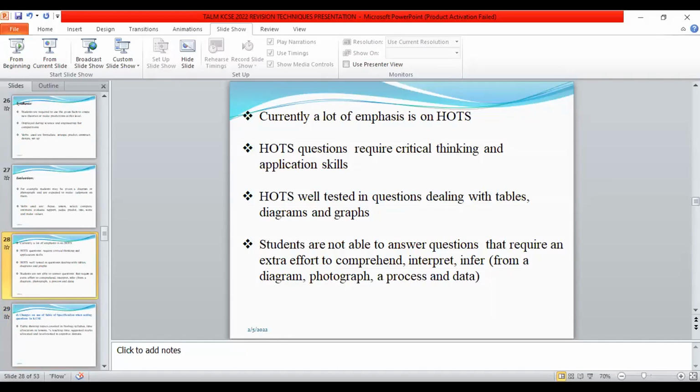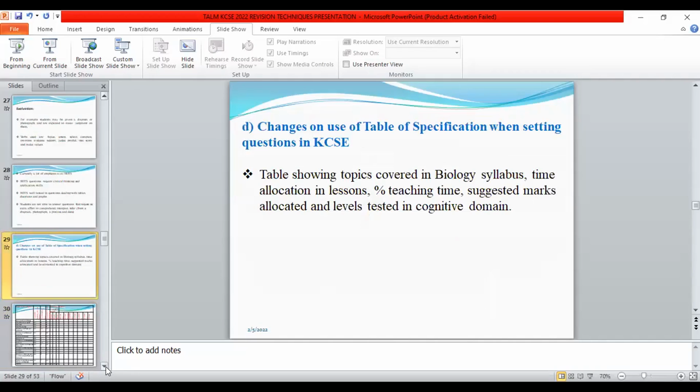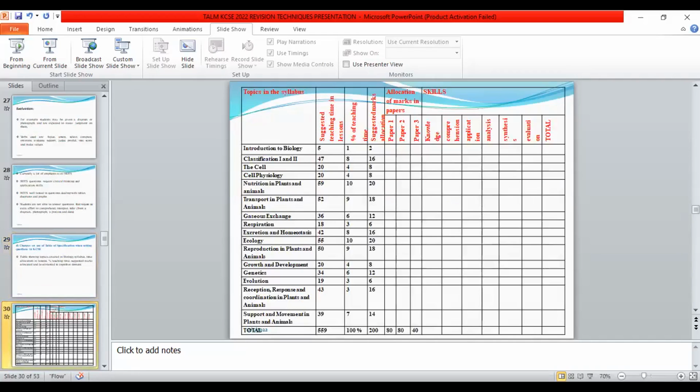Go to the next slide, where we have the topics that are tested. I'm through with that. Go to the next slide, yes, that one. When you look at the biology syllabus, from Form 1 to Form 4 we have 559 40-minute lessons.